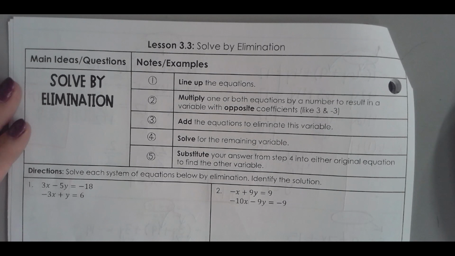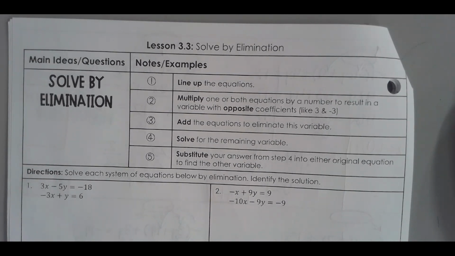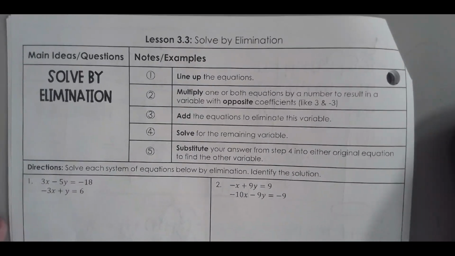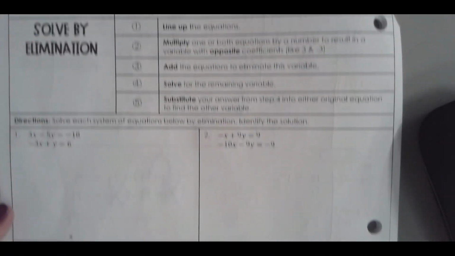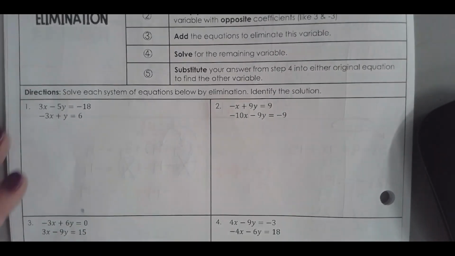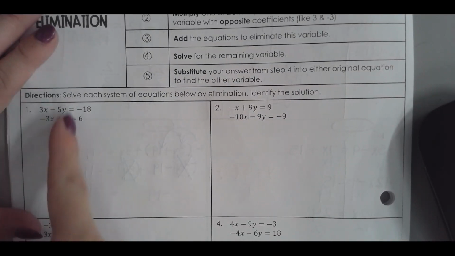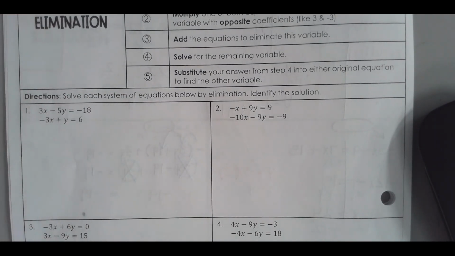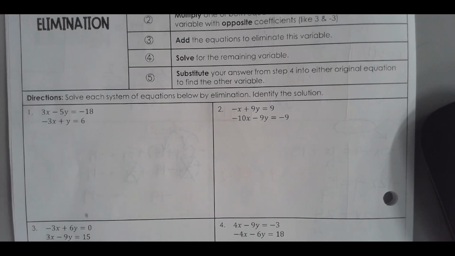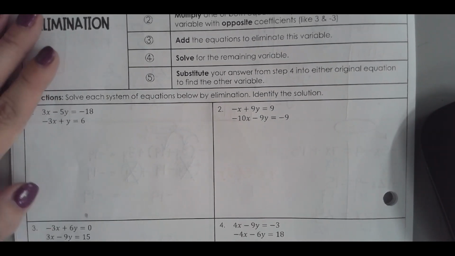Elimination. I think most people tend to like it better than substitution, but you can decide that for yourself. For elimination, we need both equations to have the x's and then the y's equals some number. We don't have one of them as x equals or y equals. Right? And our goal is to eliminate one of the variables.